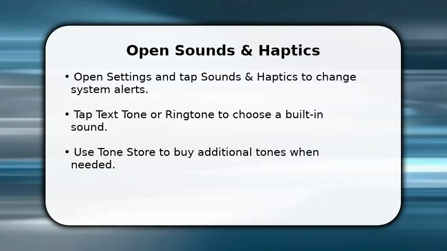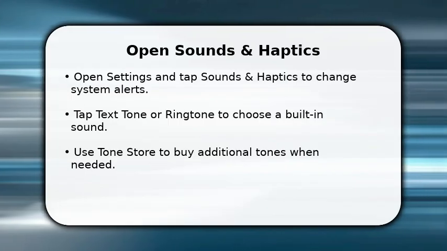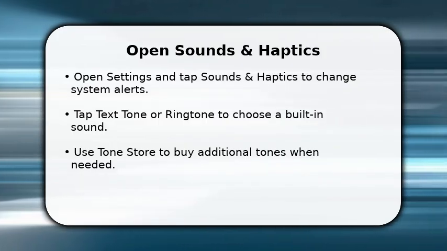Open Settings and tap Sounds and Haptics to change system alerts. This section controls ringtones, text tones, new mail, and calendar alerts. Tap the entry labeled text tone or ringtone to view available sounds. Scroll and tap any sound to preview it immediately.